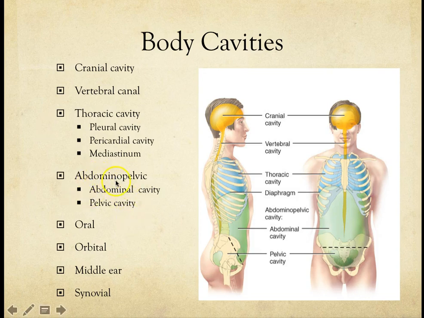The abdominal pelvic cavity is also split into two different areas: the abdominal area that has most of your digestive organs, and then the pelvic area where you have things like your reproductive organs, some of the large intestine, as well as bladder and stuff like that. You have an oral cavity, that is your mouth. Orbital cavity, that's where your eyes are. Middle ear cavity, that's where you're going to have little bones that allow you to hear. And then we'll have other cavities at joints called synovial cavities. We'll talk much more about those when we actually get to the chapter on joints.